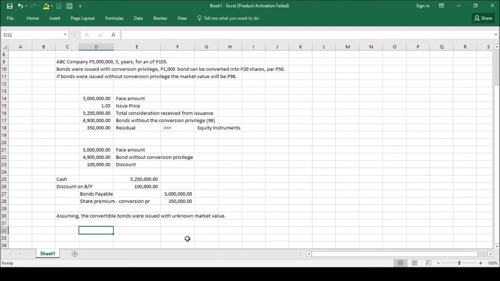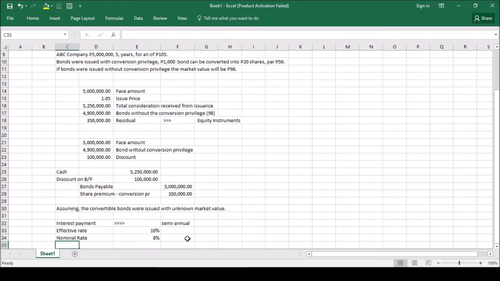And then the effective rate is at 10%, and then the nominal rate is at 8%. So how are we going to compute the market value of the particular bonds, of the particular compound financial instrument? Well, we will compute the present value. Usually it is given in the problem. In the actual board exam, they now say it is given for the purpose of uniformity of answer.